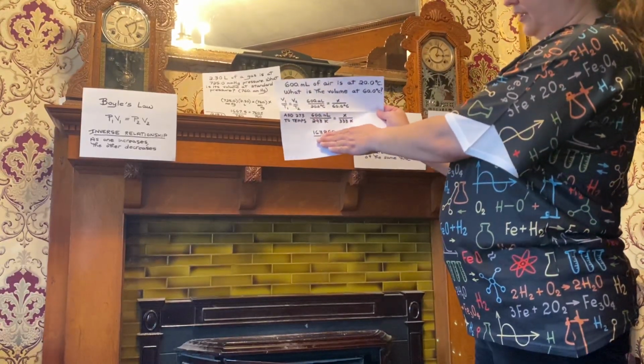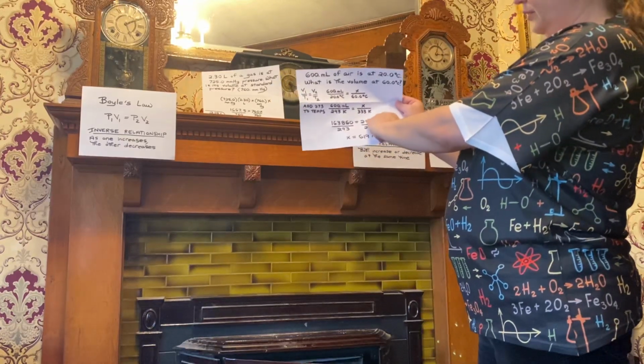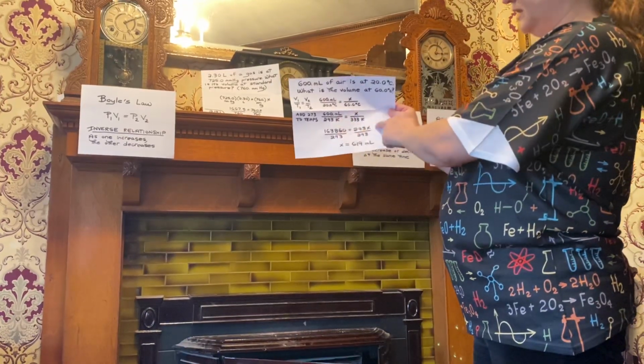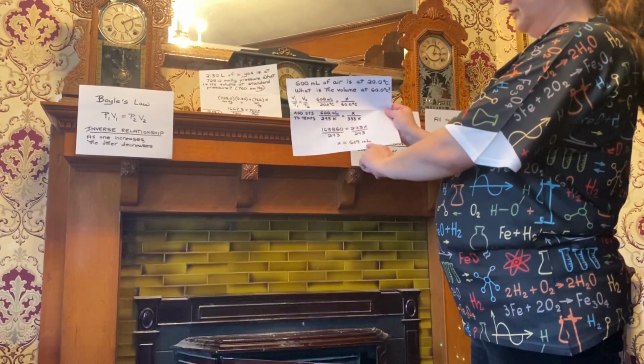And again, hopefully nobody will be dividing backwards. We have to divide both sides by 293 to get that x by itself. And then that equals 619 milliliters.